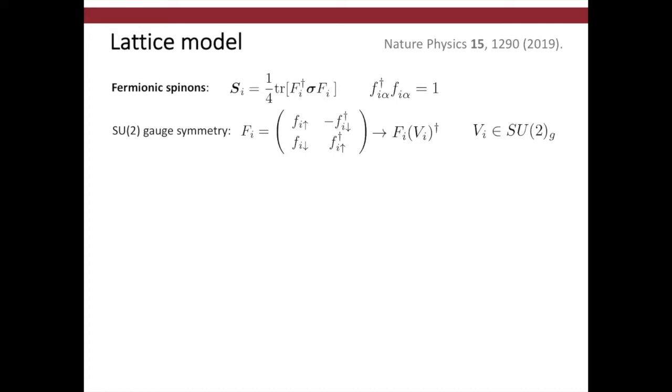But before discussing the full gauge theory, let us first illustrate the key physics starting from the effective mean field lattice Hamiltonian that we obtain. It contains terms describing hopping of the spinons on the square lattice.